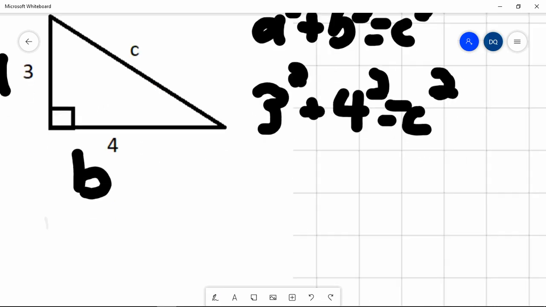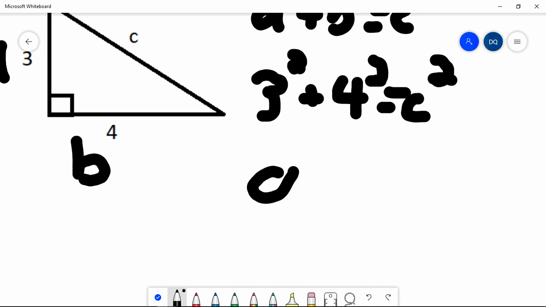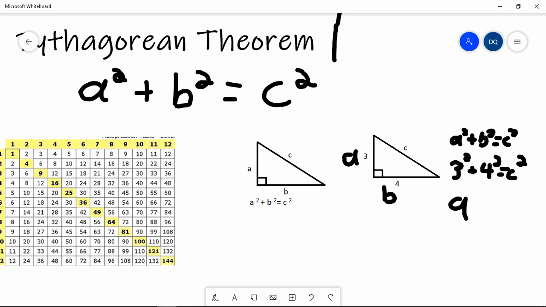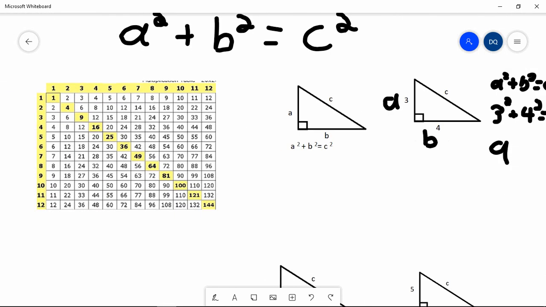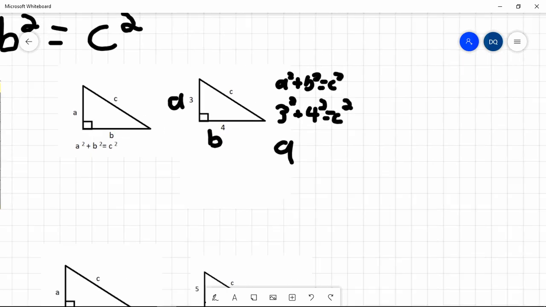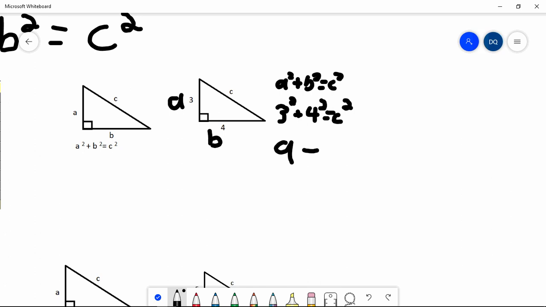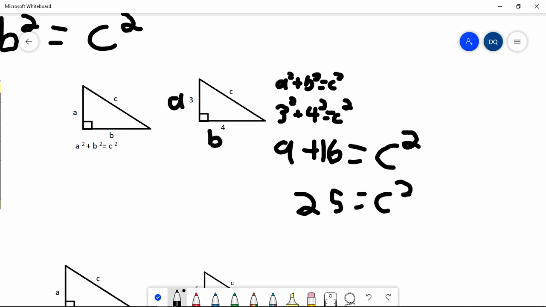Now, 3 squared is 9. And if you've forgotten that, I've got a times table right here for you. See, 3 multiplied by 3 is equal to 9. And 4 squared, 4 times 4, can you see it? Line up the 4 and the 4. 4 times 4 is 16. So I have 9 plus 16, and when I add those together, that gives me c squared. 16 plus 9 is 25. So c squared is 25.